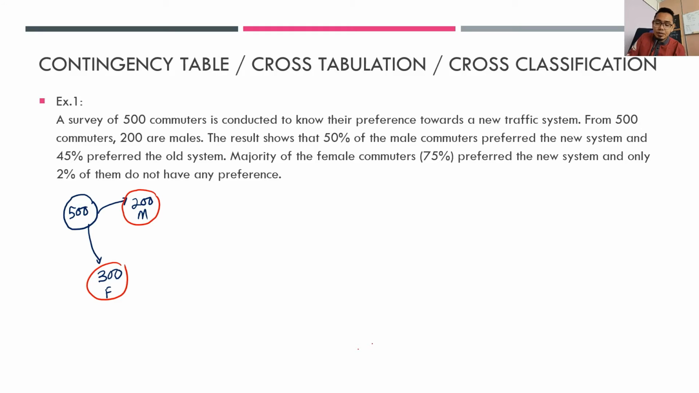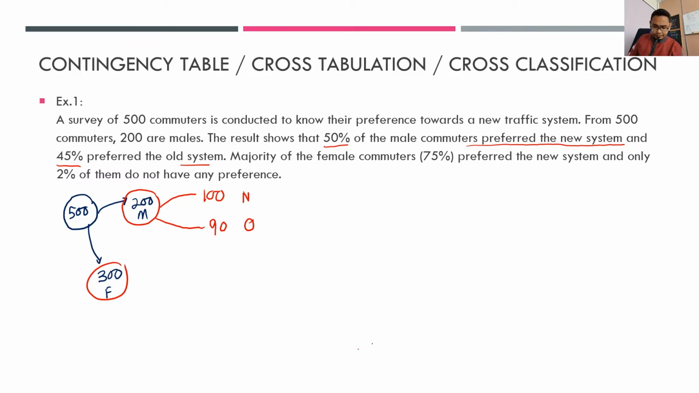The result shows that 50% of the male commuters prefer a new system. So from the male commuters, 50% of them will be 100. So they prefer the new system, right? And 45% prefer the old system. So 45% of 200 will be 90, right? 90 prefer the old system.